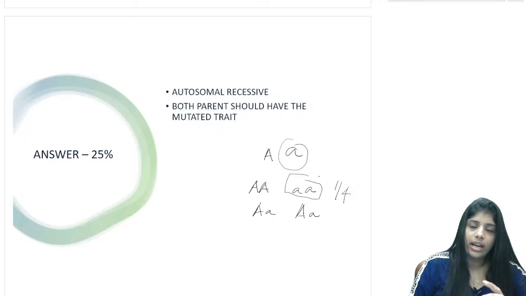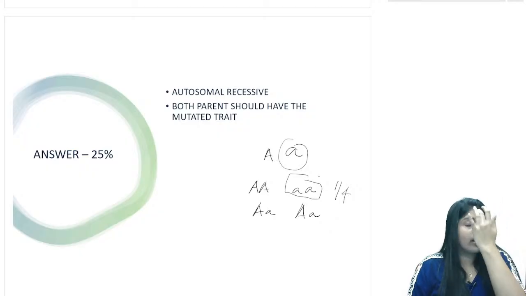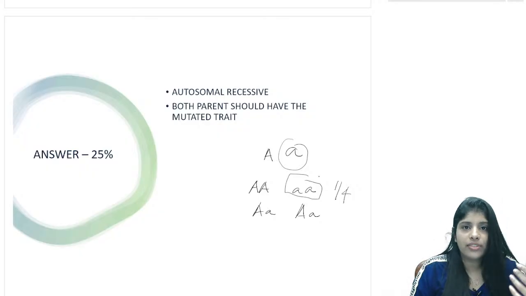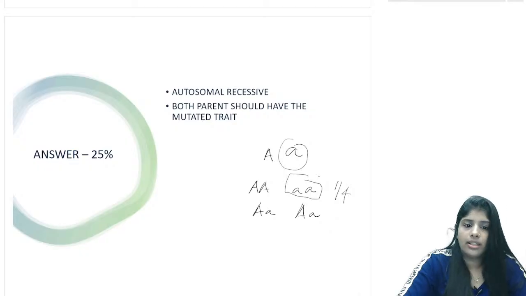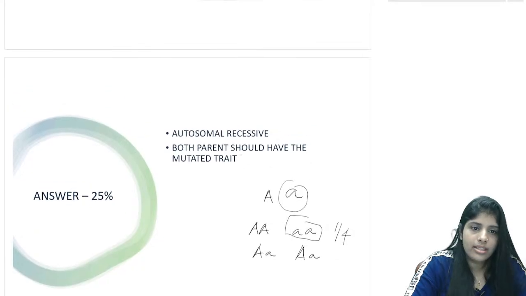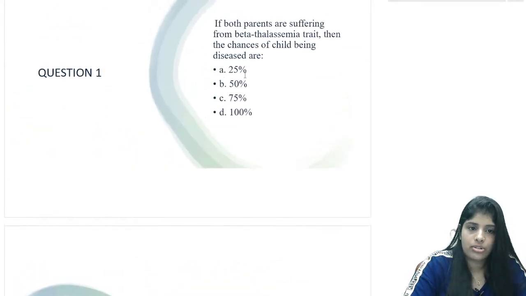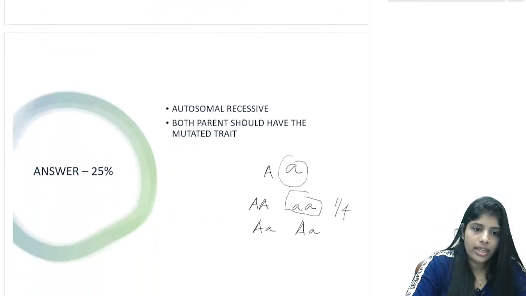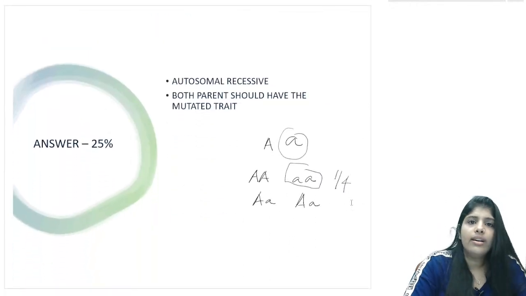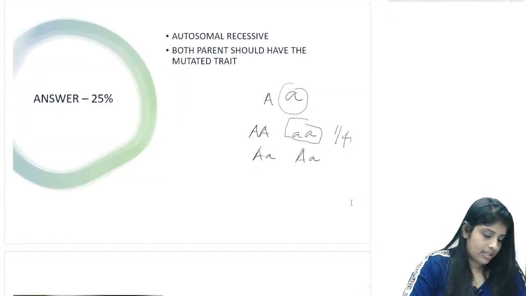This is how you calculate the probability of the child getting a disease from the mother and the father. So what is the answer to this question? It is 25%, so A is the answer. I hope you understood the concept. This is how you write it out and see what percentage the child is going to get.